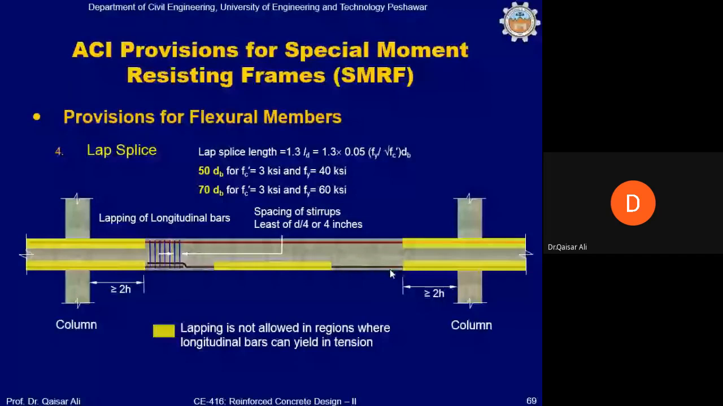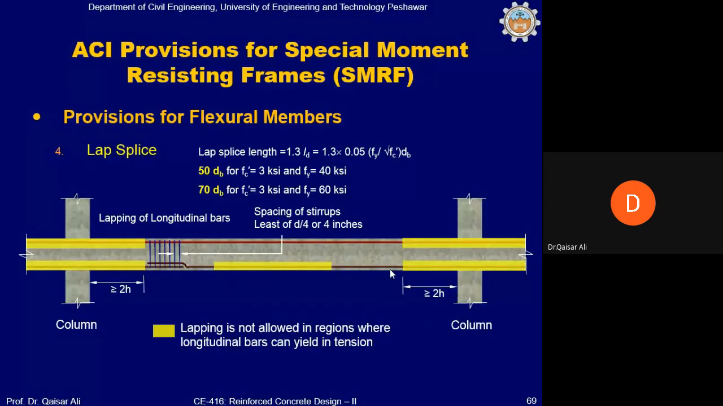So lapping of the bottom bars will be avoided in the bottom of the beam, in the midspan of the beam, and at the ends of the beam in the 2H region. Okay, and then it is being shown by this yellow color. And this is only for the bottom bars.